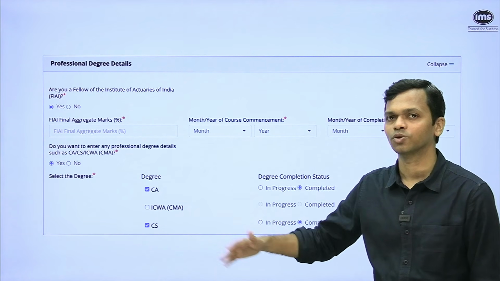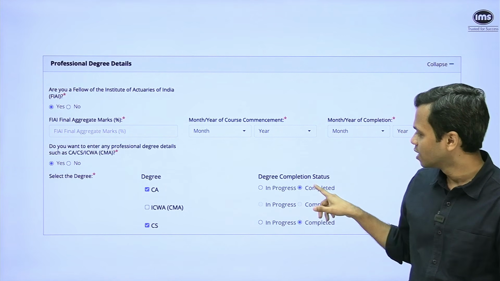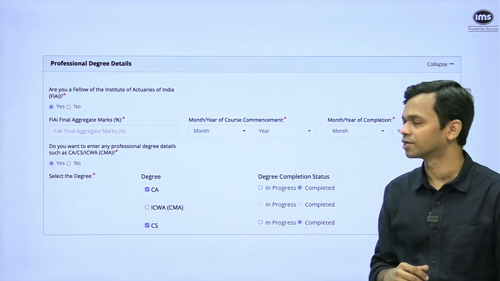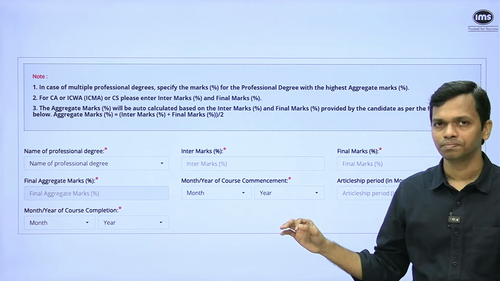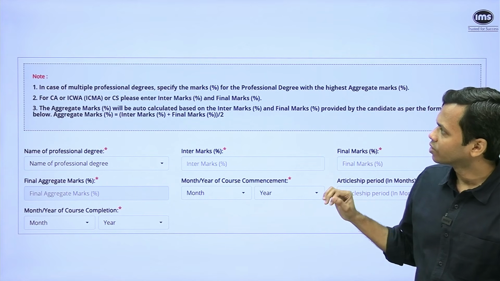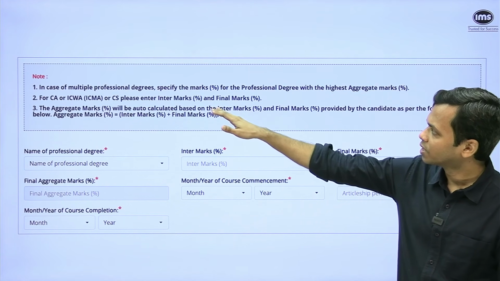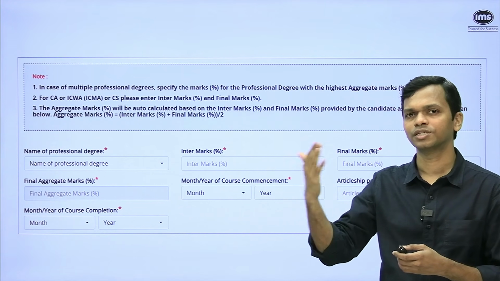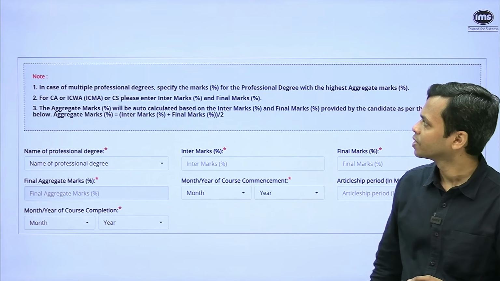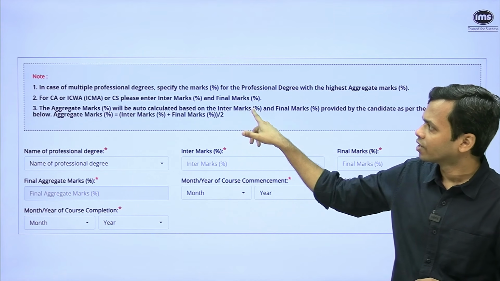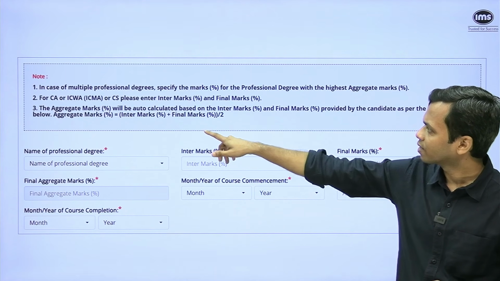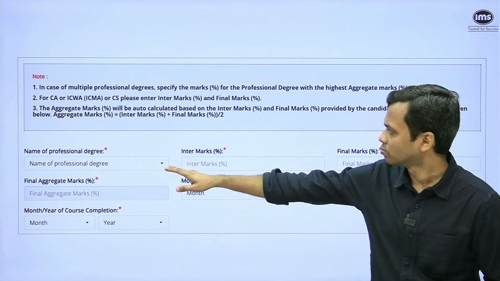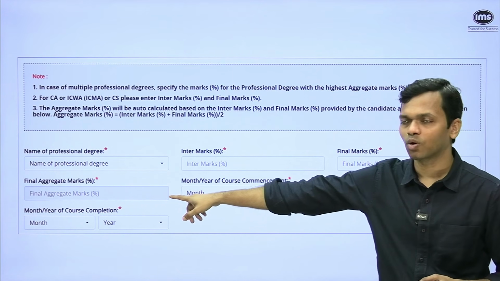Let's say I'm doing CA, CS, or I've done CA, CS both. I can do that, completed for example, right? Or I can have completed and in progress for the other degree. After this, they will ask you to enter the marks that you have obtained. But what they have given is, we'll just read it out. In case of multiple degrees, specify marks for the degree with the highest aggregate percent. So let's say you've done both CA, CS, your CA percentage is higher, you can enter that. Then for CA, CS, inter and final is what you need to enter, and the aggregate percentage will get auto calculated as the average of the two. Okay, so degree, inter, final, that will get auto calculated.